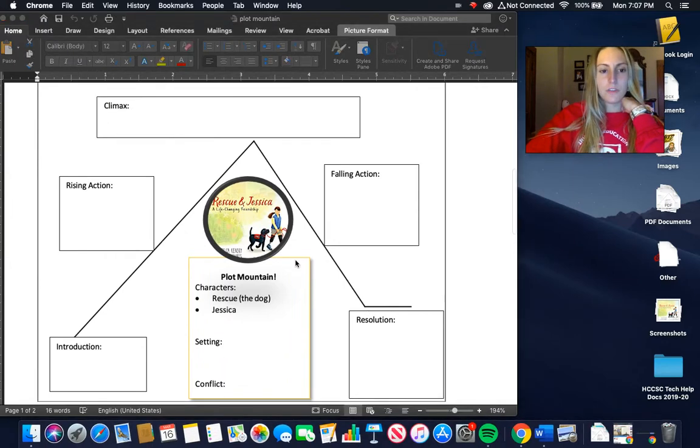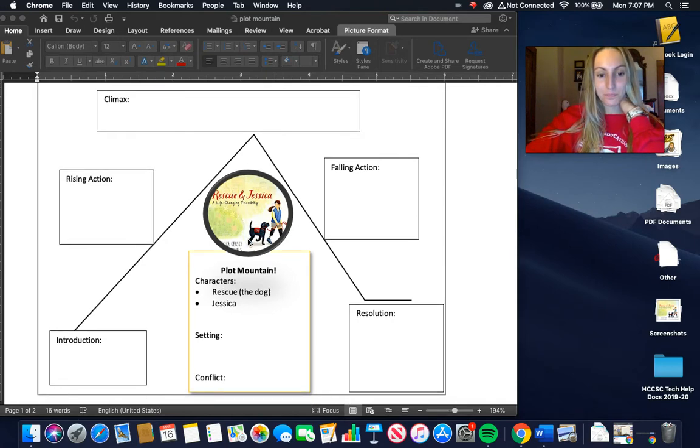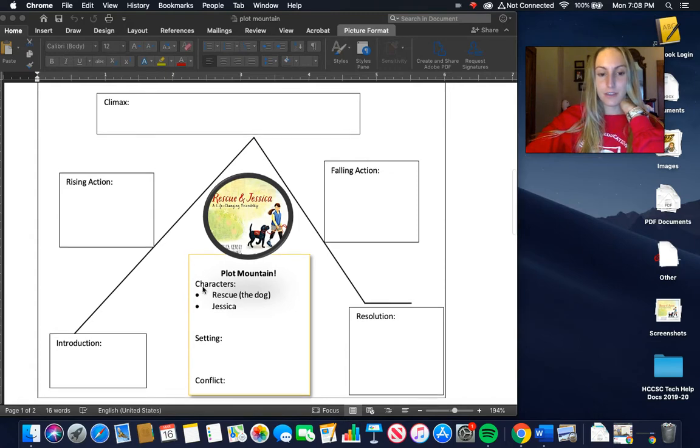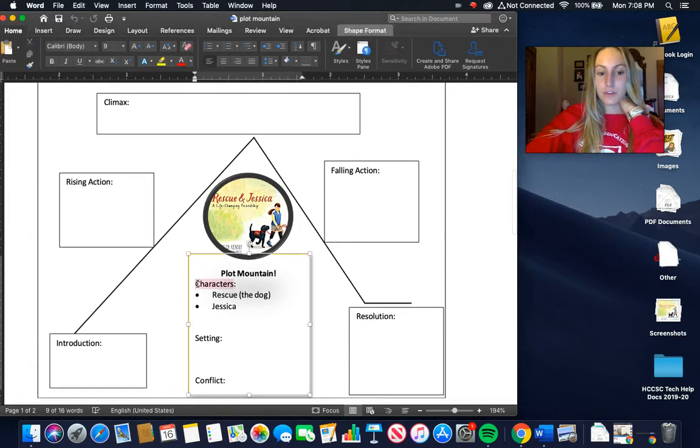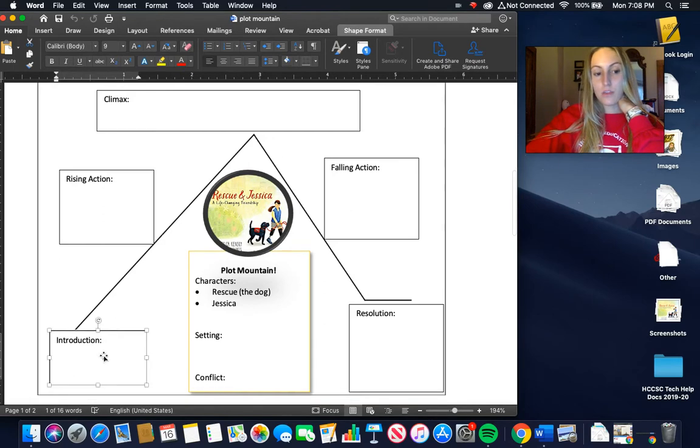Okay, so right here is our blank plot mountain. The book we're reading today is called Rescue and Jessica. It's a pretty cute book. I'm very excited to read it. I already filled out some of it, as you can see. I already filled out who the characters are. That's Rescue, the dog, and Jessica is a girl. And we're going to together fill out the introduction and the rising action. So let's pull up the video here.